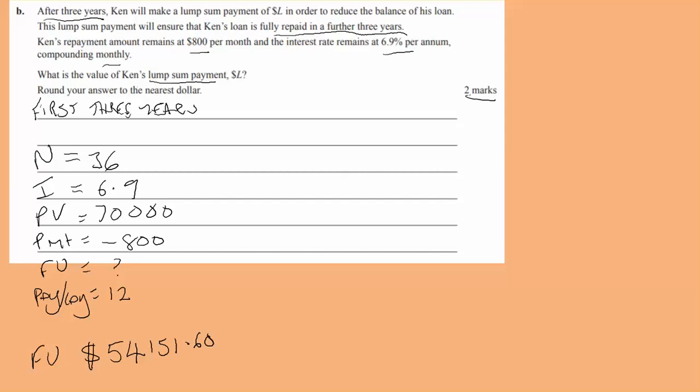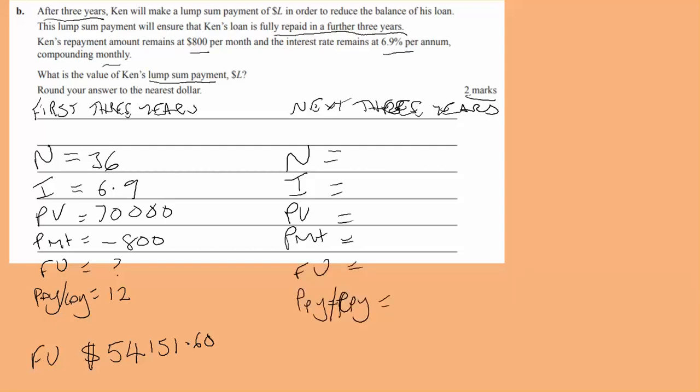In the final 3 years, because he pays a lump sum, and then he's going to pay it off in another 3 years. So the next 3 years, I'll call it. I have to work out how much he needs to put in as a lump sum so it'll come to 0. So 3 years again, this is going to be 36. My interest rate doesn't change in the question. The amount he pays off doesn't change in the question. My future value I want to be 0, and it's still monthly. So I want to find out how much it needed to be.